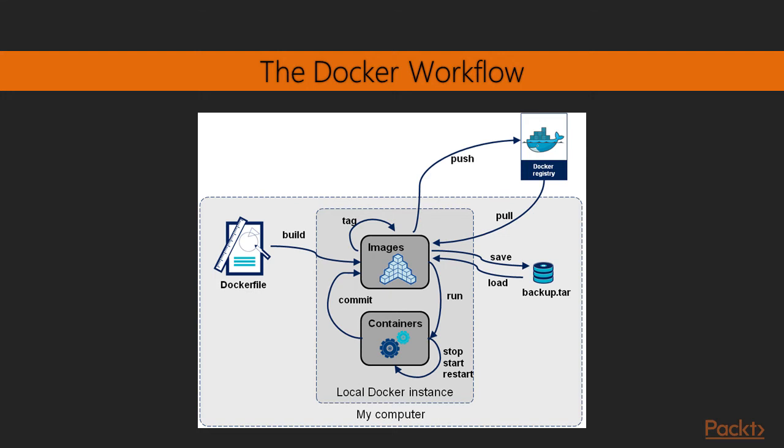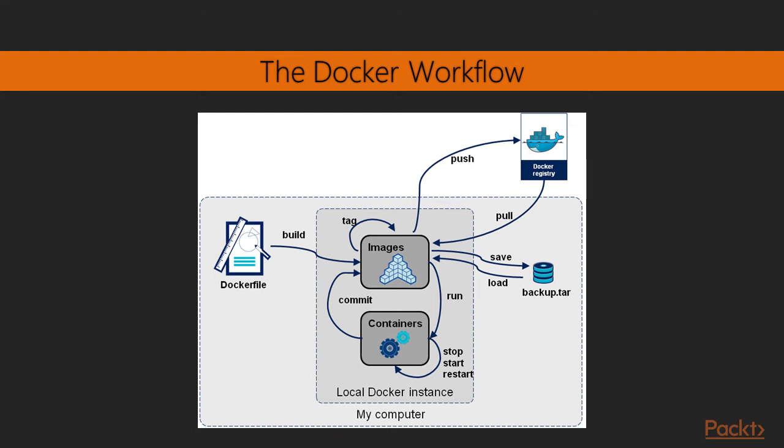From the image, we've also seen that you can use the run command to get a running container. If you have such a container, you can stop, start or restart your container. Also possible is to take a running container, take the state of the container and commit it into a new image. Once you're done with all that, you can tag an image. Well, tagging is like giving a version number to your image. Once you've done that, you can then use the push command to push it to a remote Docker registry.